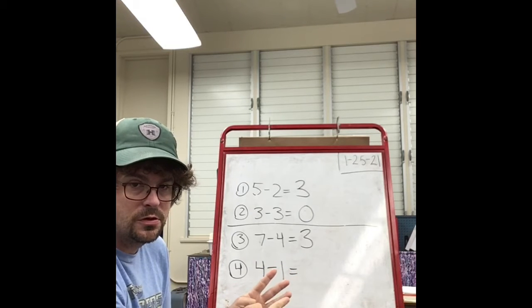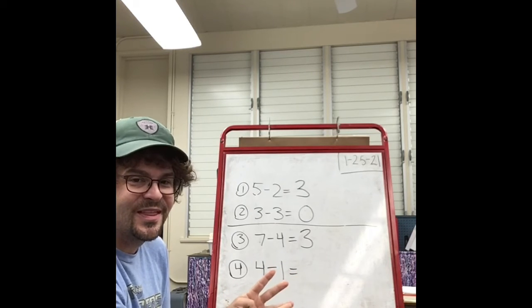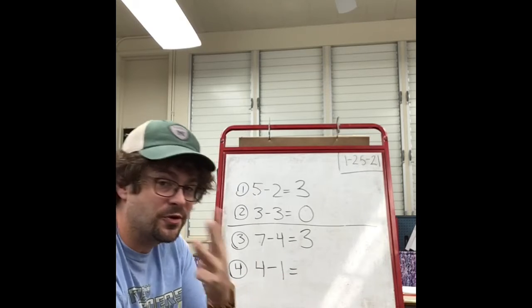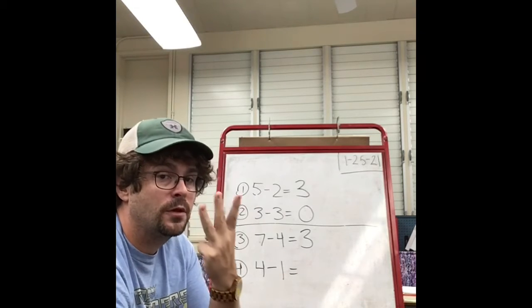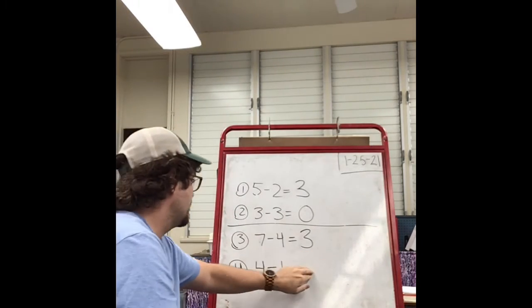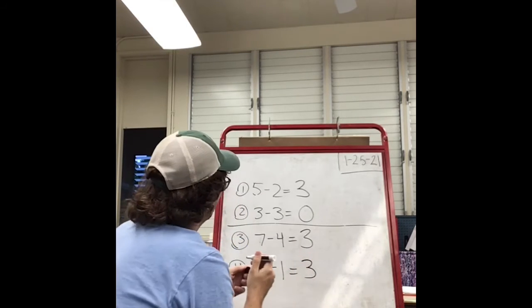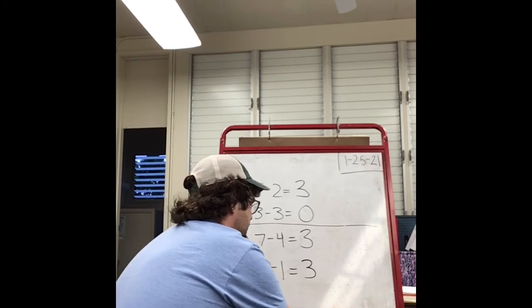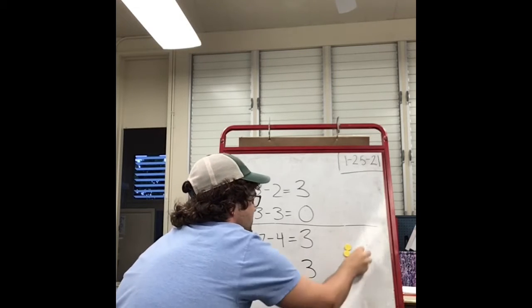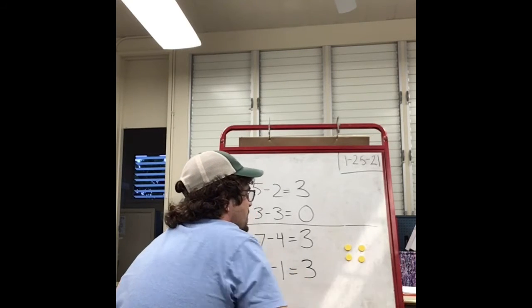1, 2, 3 is your answer. If you want to count with your nose, 1, 2, 3 is your answer. That's what we got right here. Seems like a lot of our answers are 3, every single one of them so far. Let's do it with our counters just to prove that we know what's going on.